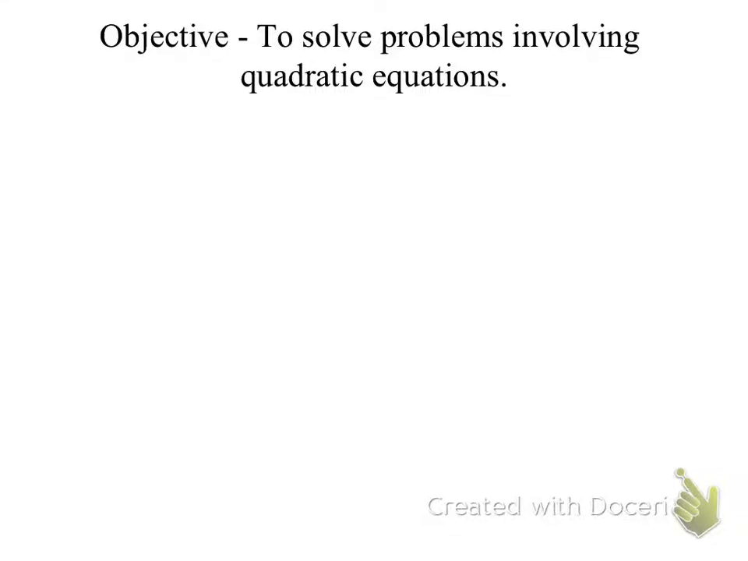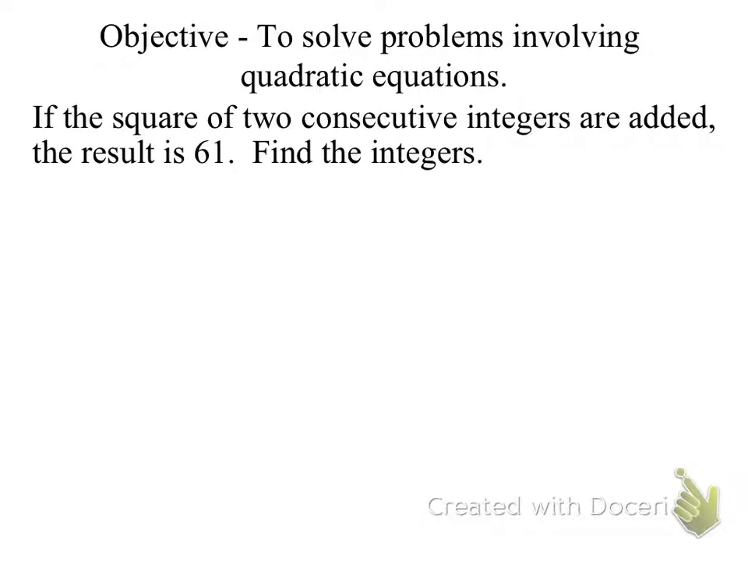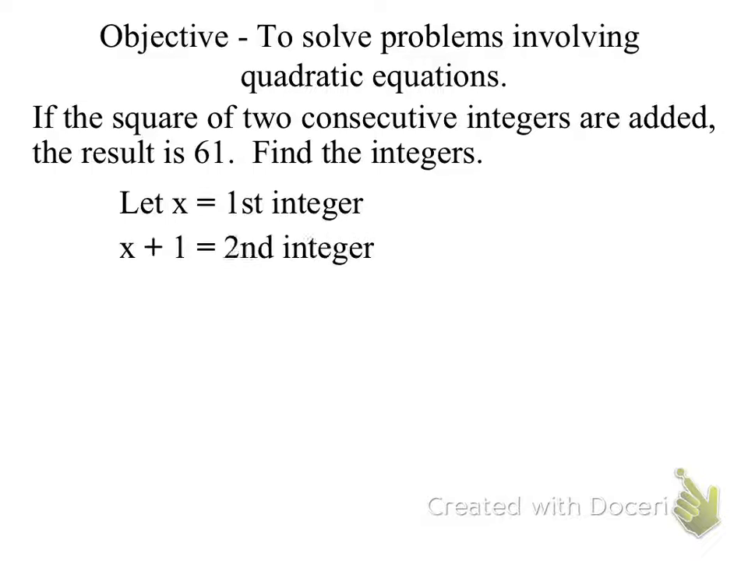Okay, so this is 13.7, the last section of the book. We are looking at solving quadratic equations, and we're applying them to word problems. If the squares of two consecutive integers are added, the result is 61. Find the integers. What are we going to name our integers first? X and x plus 1. Okay, first integer is x, the second integer is x plus 1.